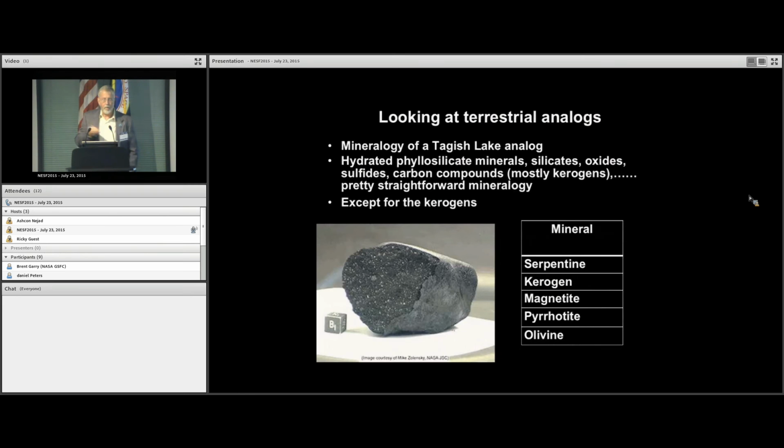So what I've been doing lately is developing terrestrial analogs for asteroidal regoliths. This is actually pretty easy because you've got meteoritic material, these meteorites, that used to be on the surfaces of asteroids. You can look at their mineralogy and develop an analog out of that mineralogy using terrestrial materials, and it's fairly straightforward. You just have these hydrated clays, these phyllosilicates, a few silicates, some oxides, sulfides, and carbon compounds. The carbon compounds are mostly kerogens. And this is fairly straightforward, except for the kerogens.